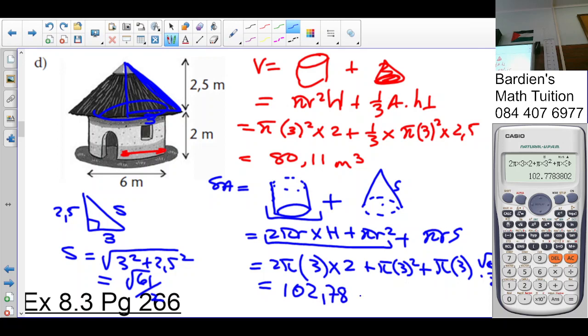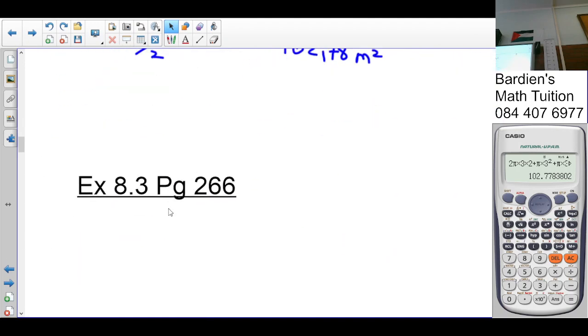Is that correct? Meters squared. Is that correct, people? Anybody made a mistake? Do they want to talk about it? Okay. That was D. Let's carry on with our lives.